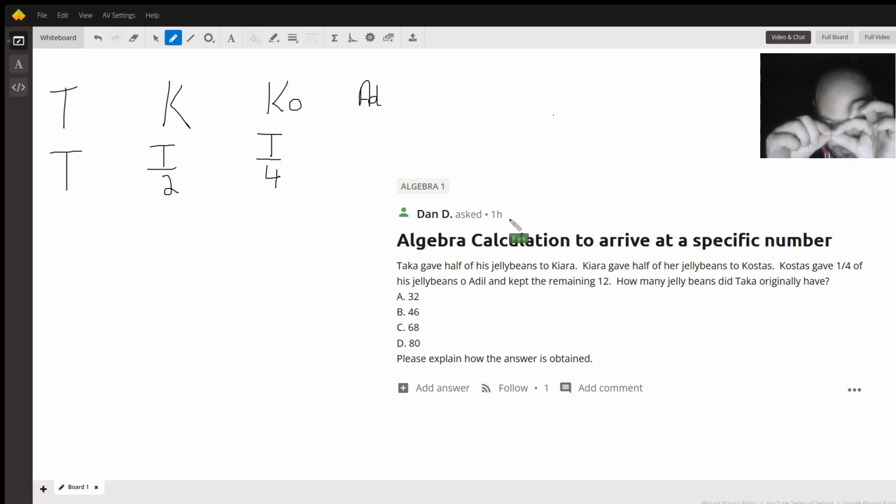I'm going to try this. When you put your fingers like that, you can make a makeshift magnifying glass. It works a little bit, magnifies it just a little bit. So I saw it's Adil.